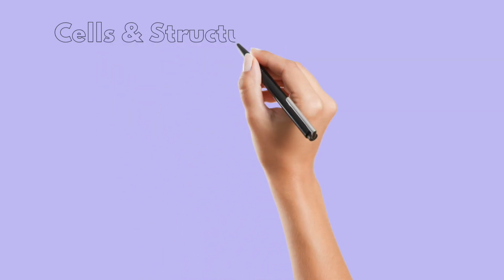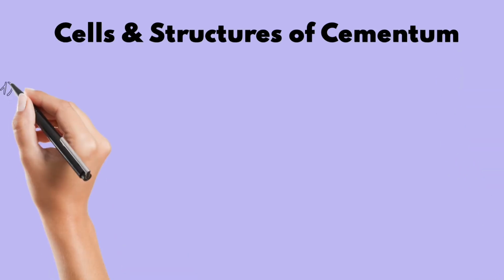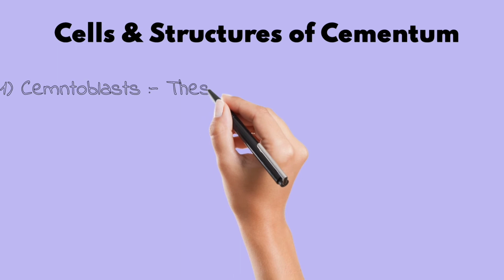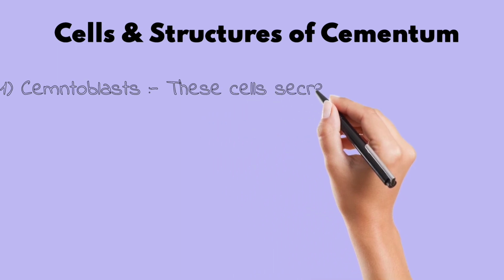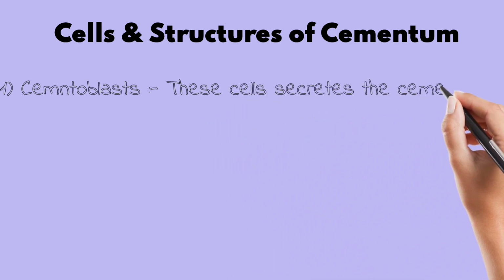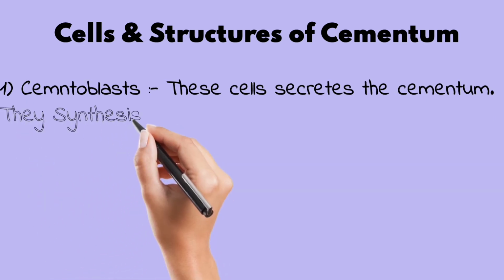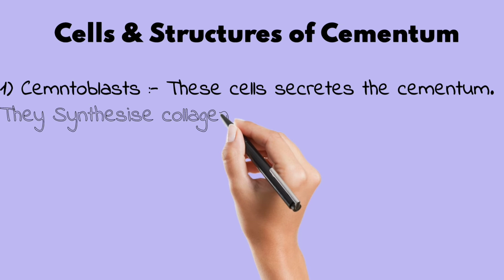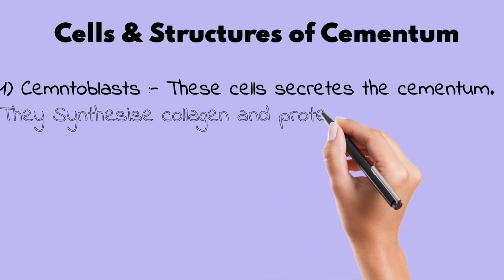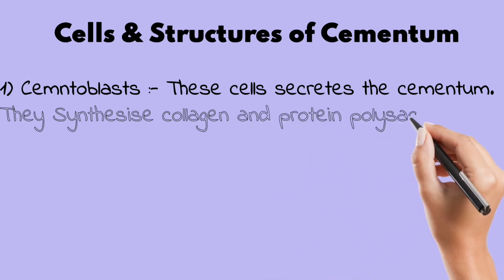Next, we will study the different types of cells and structures of the cementum. It is a very important question for the viva: what are the different types of cells and structures of cementum? First, we have the cementoblasts, cementocytes, cementoid, Sharpey's fibers, and the incremental lines of Salter. Let's study the first one, that is the cementoblast.